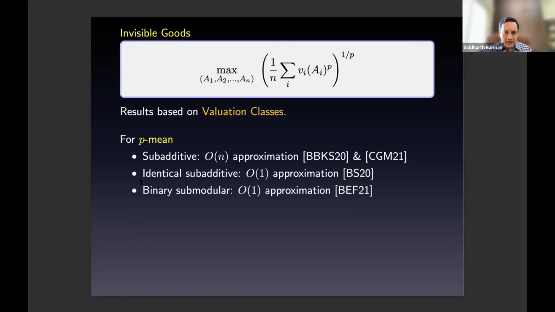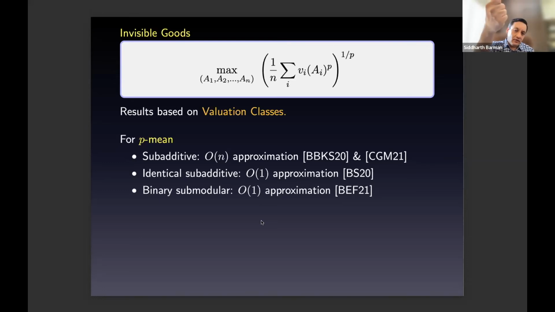In joint work with Ranjini, we show that things drastically improve if you assume that the valuations are identical. They are still subadditive, a general valuation class, but the same for all agents. All agents have the same preference, which makes sense in certain settings. And here, if you use what is called a demand oracle, you can actually get a constant factor approximation. What's nice about this result, which I have not mentioned explicitly in the slides, is that you get a universal guarantee. You can find a single allocation that achieves a constant factor guarantee for all p-mean welfares simultaneously.